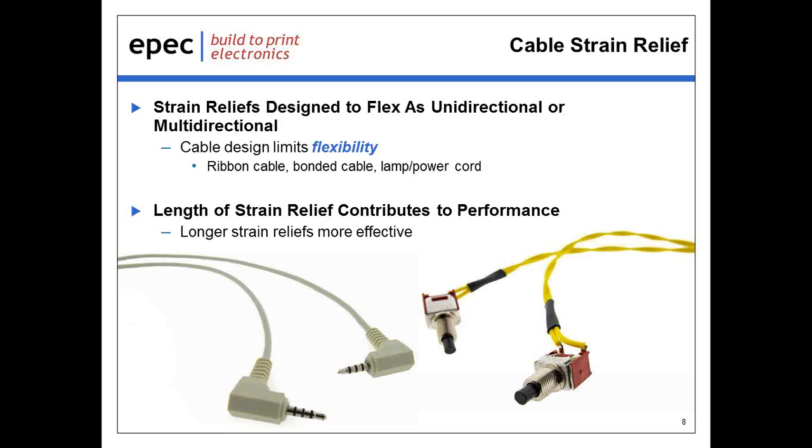Strain reliefs are designed to be either unidirectional or multidirectional, meaning they can bend one direction or bend in all directions, though the design of the cable dictates, for the most part, which direction the strain relief will work. When you use a strain relief on a cable design such as a ribbon cable, a bonded ribbon cable, or a lamp and power cord, the strain relief will only flex in one direction, based on the construction of the cable.